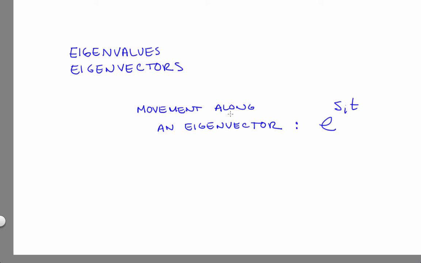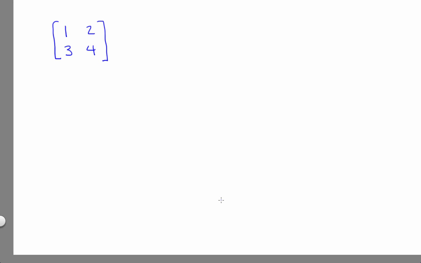Here's a quick example of how you actually calculate eigenvalues mathematically. Let's say I wanted to calculate the eigenvalues of this matrix. What I would do is subtract s off the diagonal and then take the determinant of that matrix and set that value equal to 0, and find the s's that make that true.